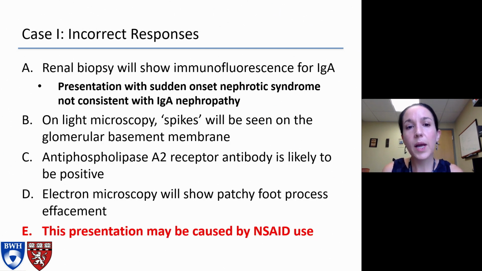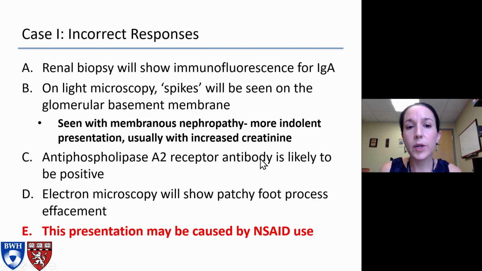So renal biopsy showing immunofluorescence for IgA. This is in keeping with IgA nephropathy. But this is a young woman with a 2-week history of edema. She has 3+ proteinuria, upper and lower limb edema, 7.5 grams of proteinuria. This is really a classic nephrotic syndrome. IgA can have nephrotic range proteinuria, but it tends not to present with this very abrupt onset of edema and heavy proteinuria. So this doesn't really fit with IgA nephropathy.